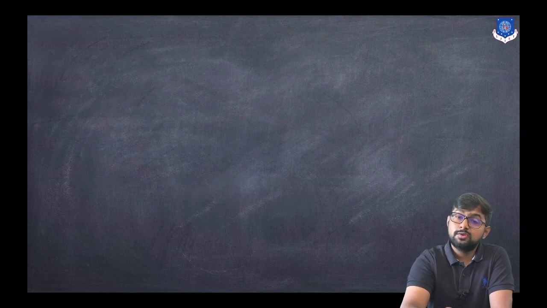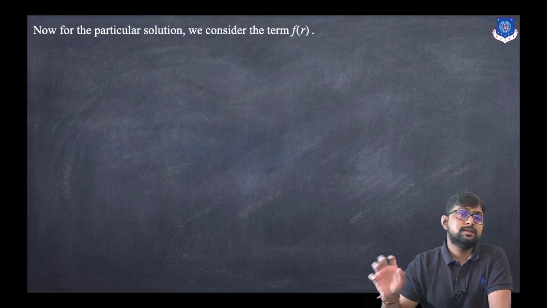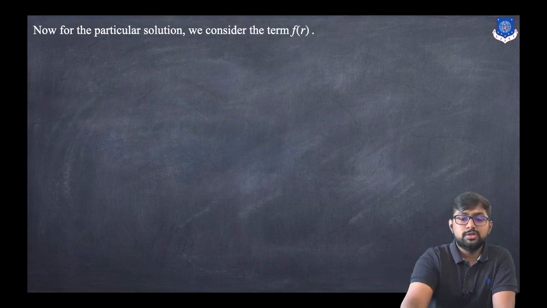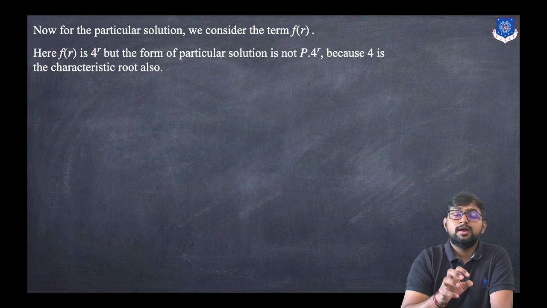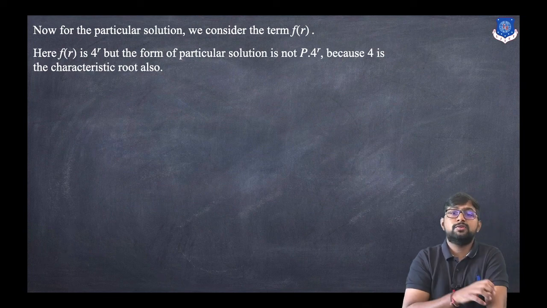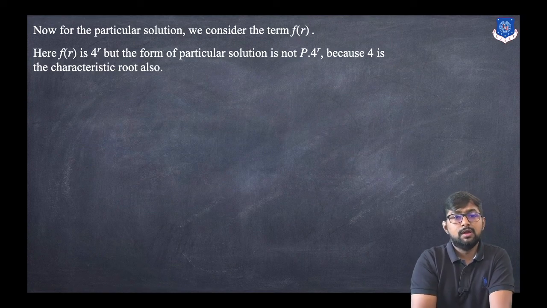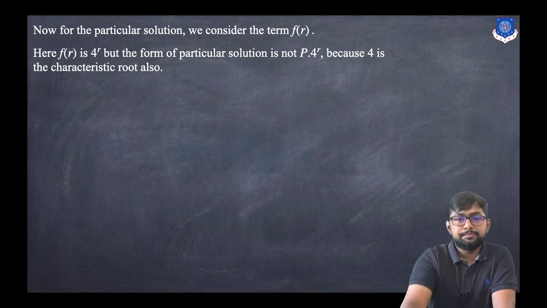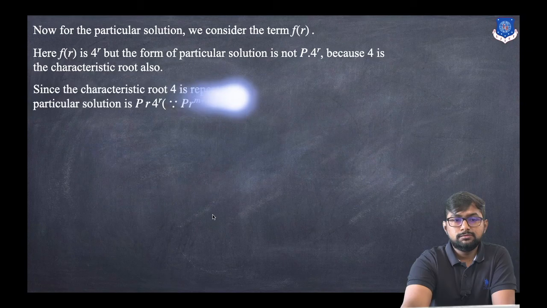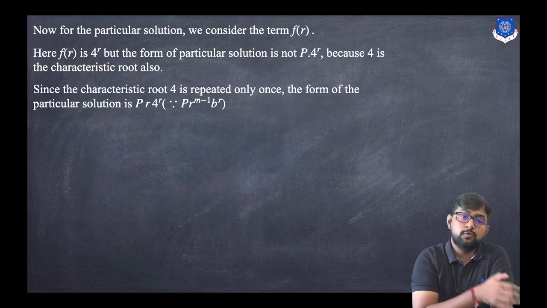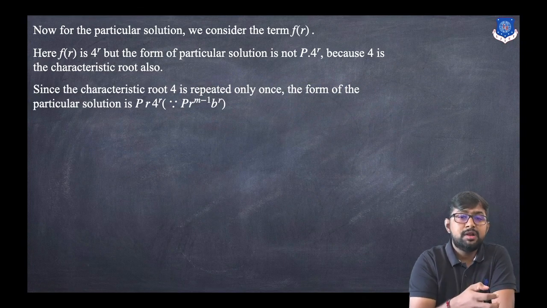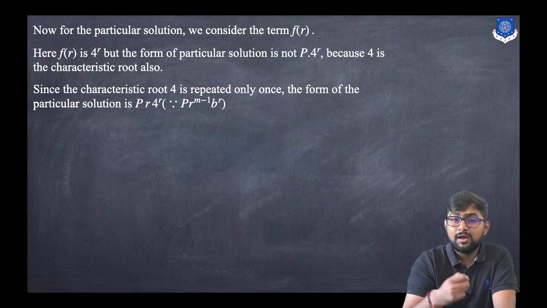Now for the particular solution, just consider the right hand side, f(r). Here f(r) is 4^r, but the form of the particular solution is not p·4^r as in the previous example. Why? Because here 4 is a characteristic root, so that first case won't work. Since the characteristic root is 4, how many times is it repeating? It occurs only once.